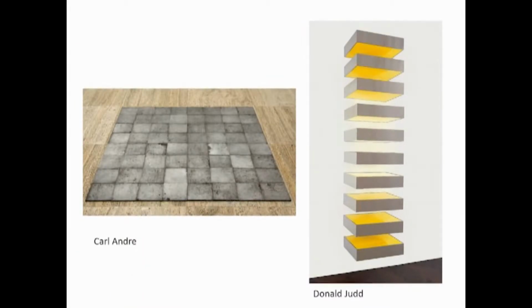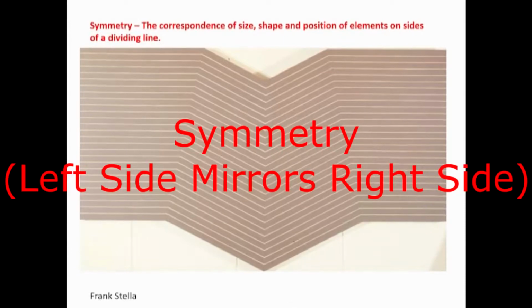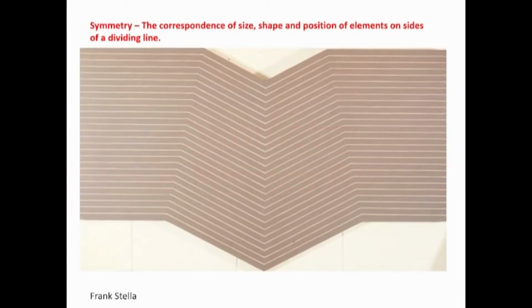Minimalists Carl Andre and Donald Judd talked about repetition in terms of sculpture, taking a simple form and repeating it over and over again in different ways. Symmetry is yet another formal compositional device. This is where we can cut the composition down the middle, and the left side will mirror the right side, like in this Frank Stella piece here.